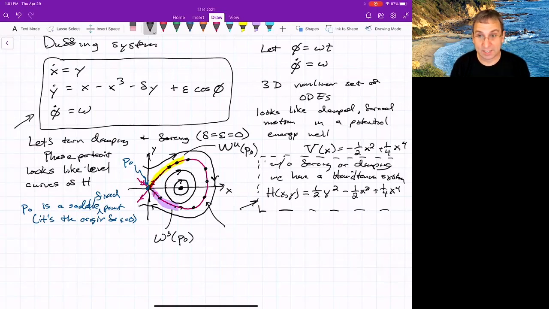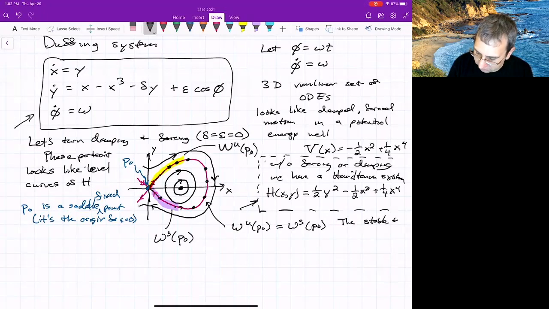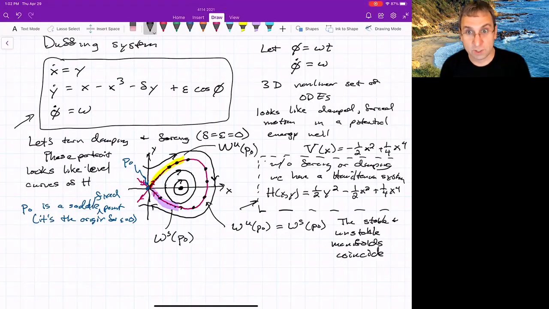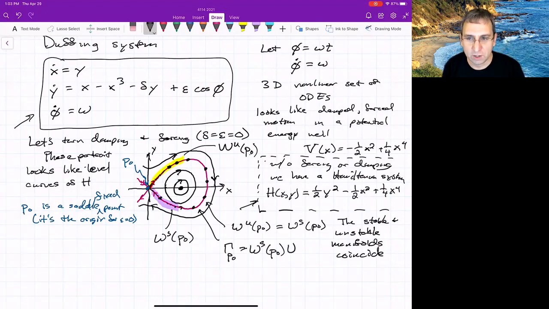So something like that, we would say it has an infinite period, and it's going around from one side to the other. Now notice these are the same curve because they connect up. So W U of P0 equals W S of P0. The stable and unstable manifolds coincide, but they might not always coincide. As we adjust parameters, things might break. I'm going to call this object capital gamma P naught. Right now it's just one curve, but I'm going to define it as the intersection of the stable and the unstable manifold because it might not always be the same.